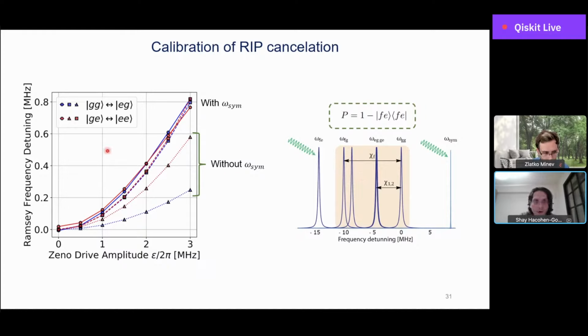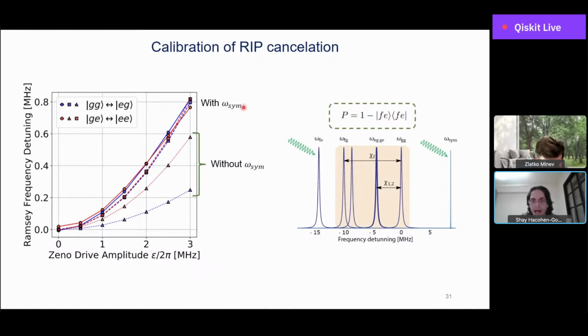So this is an experiment. What we're doing is we're basically doing a Ramsey experiment on the GG and EG transition and in the GE to EE transition. And what we're doing, we're looking at the frequency detuning, so just a Ramsey experiment. And what you can see here, so the circles, these are experiments. The squares, this is a numerical simulation. And these are the dots and the red and the blue are for the different transitions. And this is basically the phase accumulation.